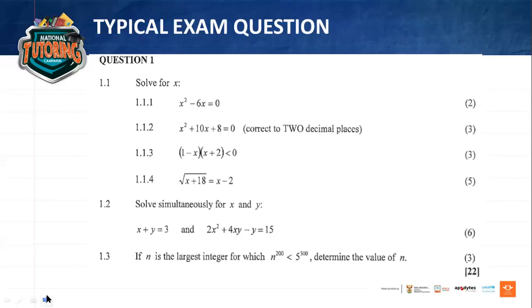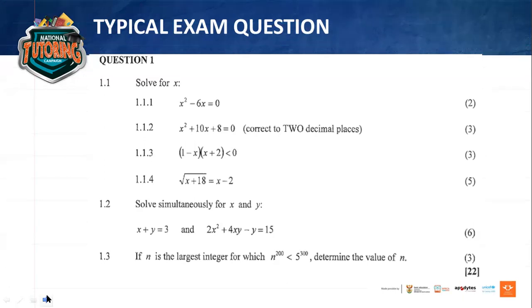Now we are set to look at the question. This is a typical exam question in algebra. That year it was given about 22 marks. So now let's peruse through.